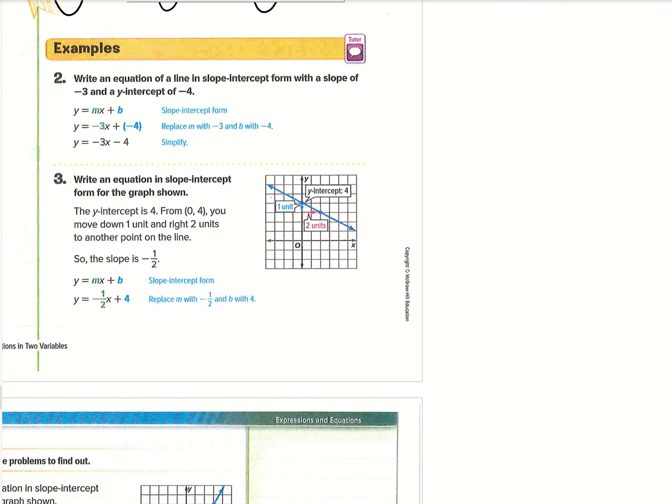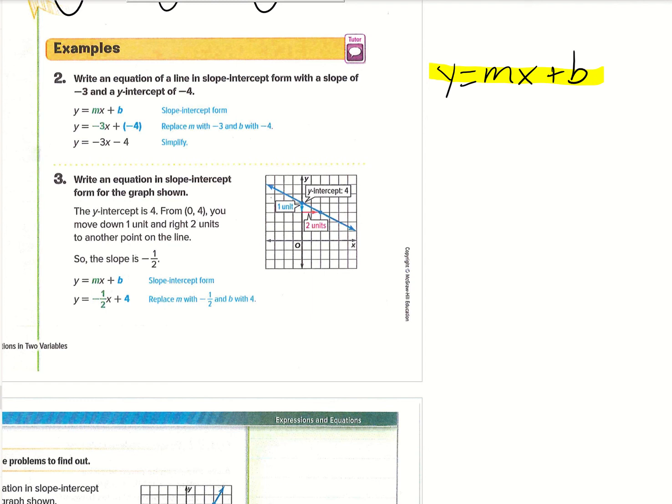So we have, write an equation of a line in slope-intercept form with a slope of -3 and a y-intercept of -4. Okay, so for this one, we still have y equals mx plus b. All right, that's an extremely important thing. I know I've been saying it a lot already in this video, but that's just an extremely important thing to keep track of. Make sure you know slope-intercept form is y equals mx plus b.